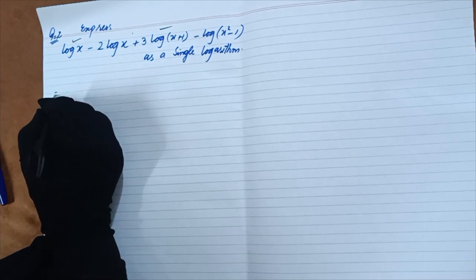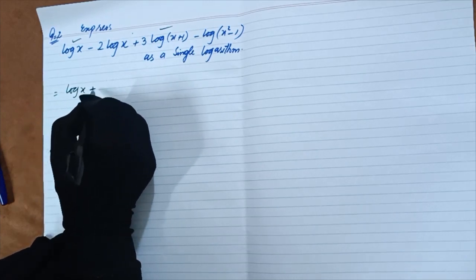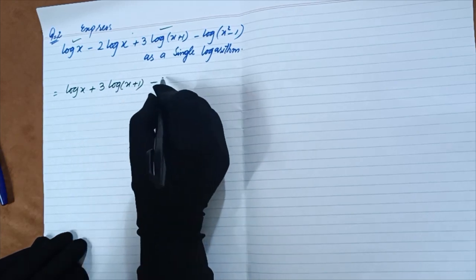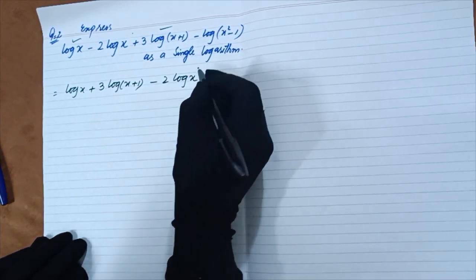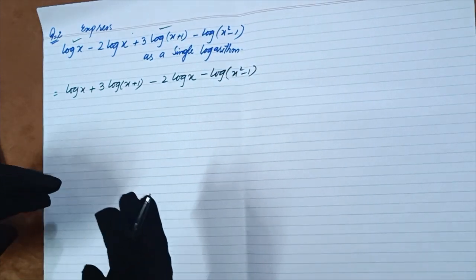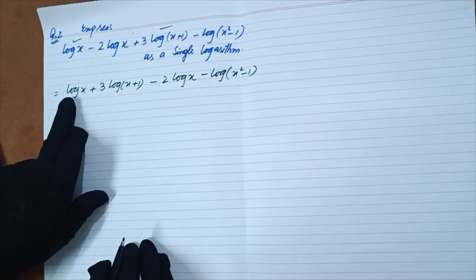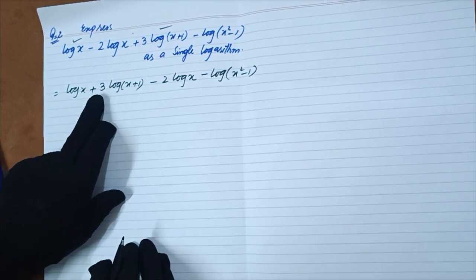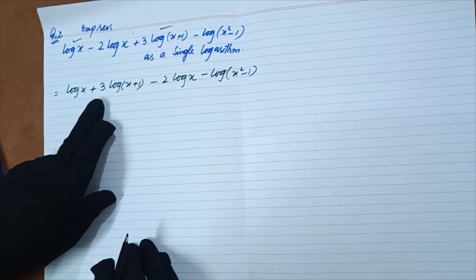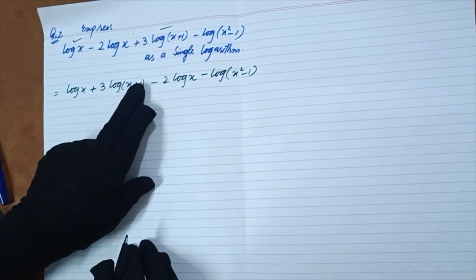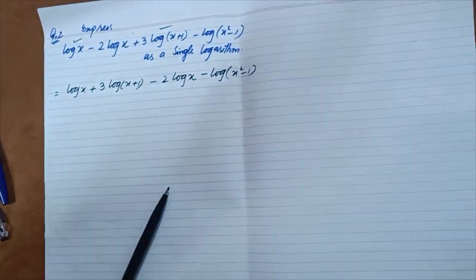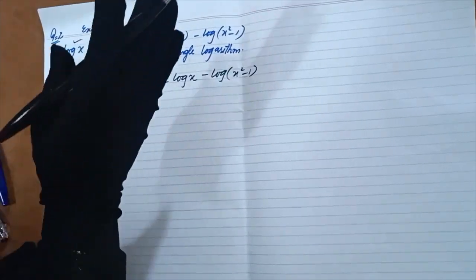In this given statement, log of x plus 3 log of x plus 1 and minus 2 log of x and minus log x square minus 1. Now if the start is starting with a log, that's okay. If there is a number, it means it was a power which has been sent to the start. So give the coefficients of the log back into the exponents. First we will shift the coefficients back into the powers.